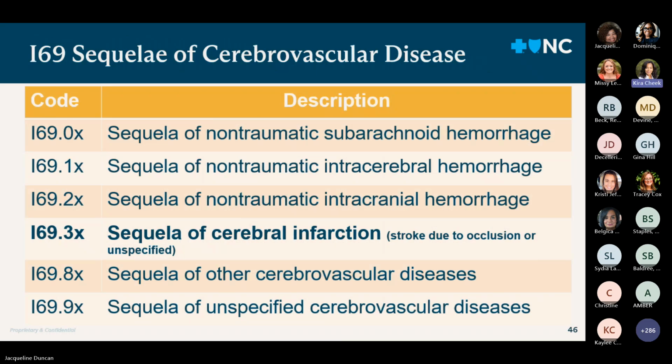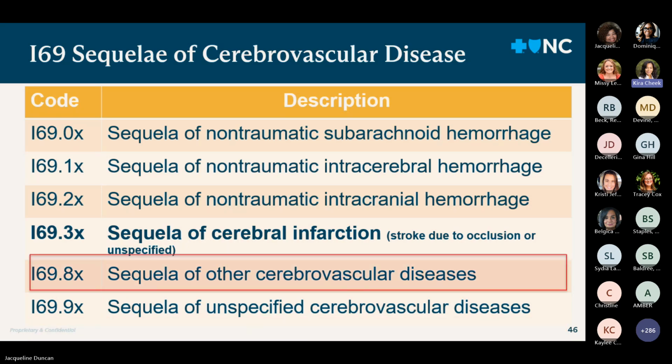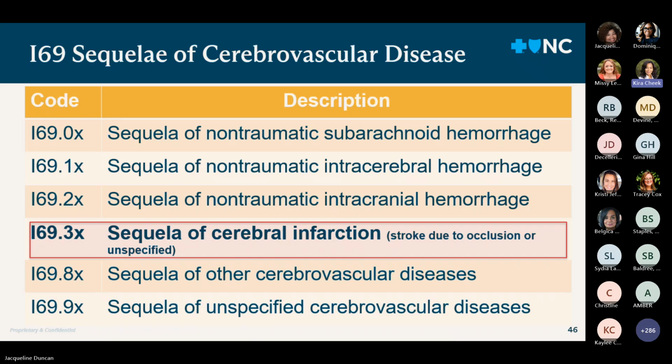This is a summary slide of the I69 codes. You can see there are specific codes for each kind of stroke. For instance, in the first row, you see I69.0. These codes are for sequela of non-traumatic subarachnoid hemorrhages. You can see most of the codes in this slide are for subarachnoid strokes or hemorrhagic strokes, except for the bolded row in the middle, I69.3.